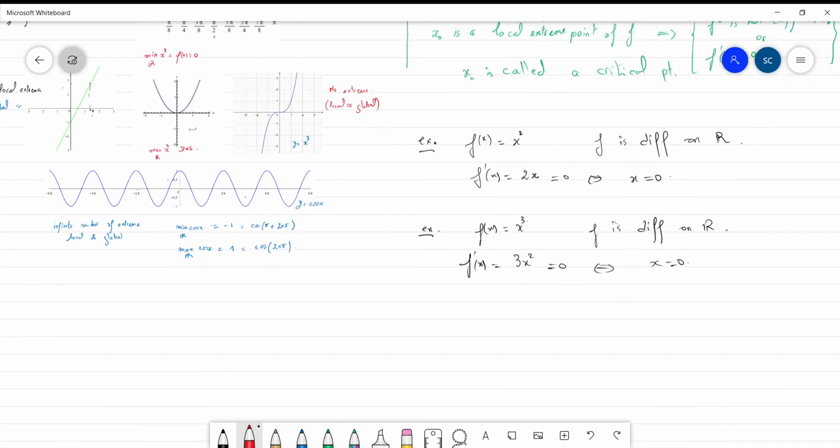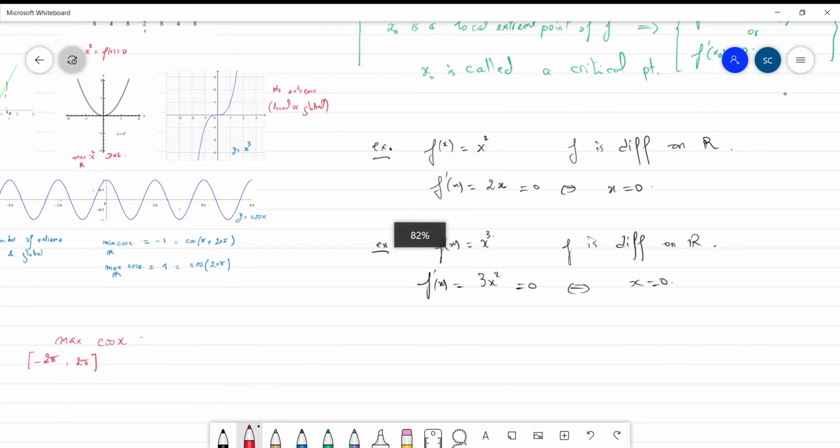Let's now do another example, just applying this method. What if I ask you to find the maximum of the function cosine x over the interval, let's say, minus 2 pi up to 2 pi? Okay, let's do that. So let's make the graph bigger.